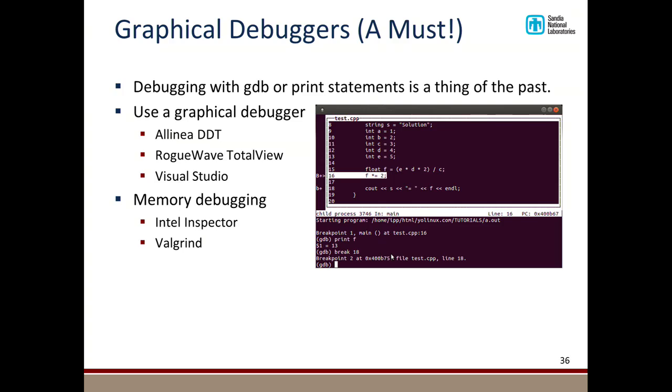Allinea DDT, in my opinion, is the best. It's the cheapest, and it has the best capability today. Memory debugging, I use Intel Inspector. A lot of people use Valgrind, it's free. But since I have the Intel suite, I use that. I like to use two debuggers. In fact, I bought a license that has 2 seats so that I can run them side by side.